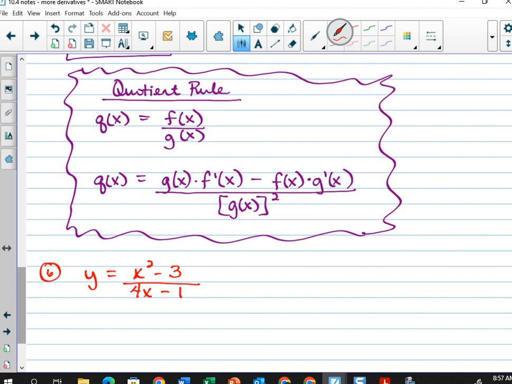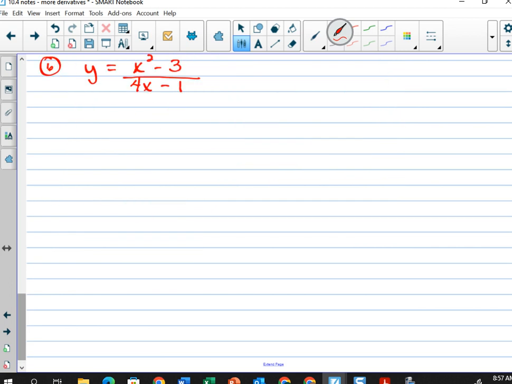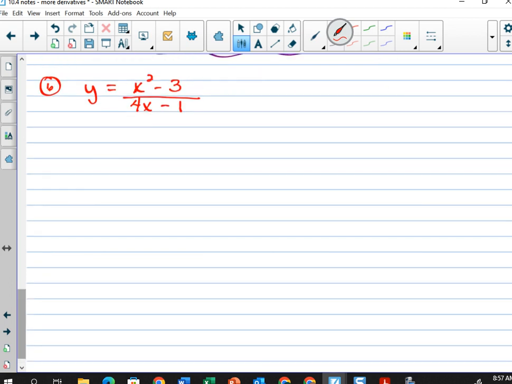Yep, x squared minus 3 over 4x minus 1. Wait, is that X squared or Q squared? I'm blind, I'm sorry. X squared minus 3 over 4x minus 1. I'll move it up a little for you. It's small enough for me, that's fine. I'll rewrite it, sorry. I should wear my glasses.